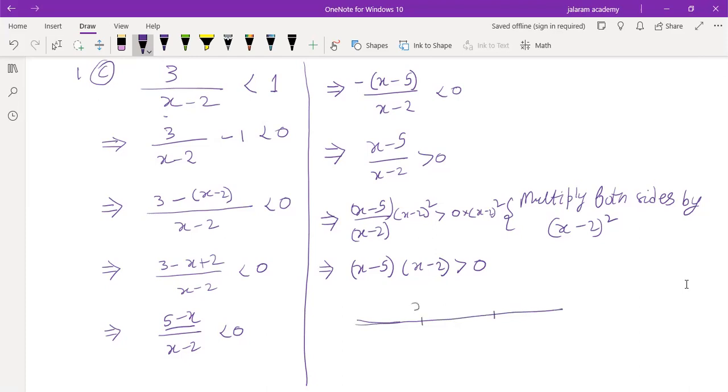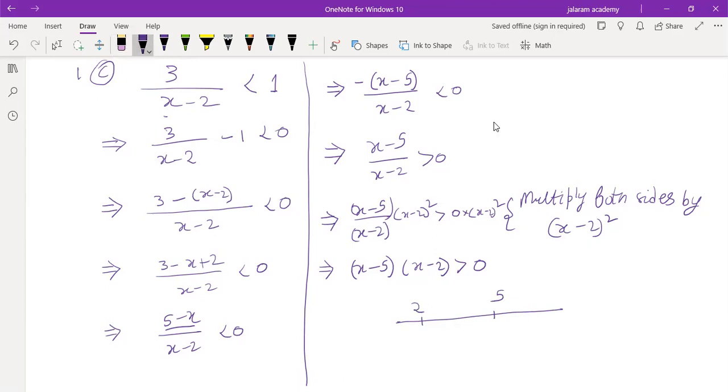So the first number is 2. The next number is 5. Okay. Is that clear to you? Any doubt till now? No, sir. Okay.